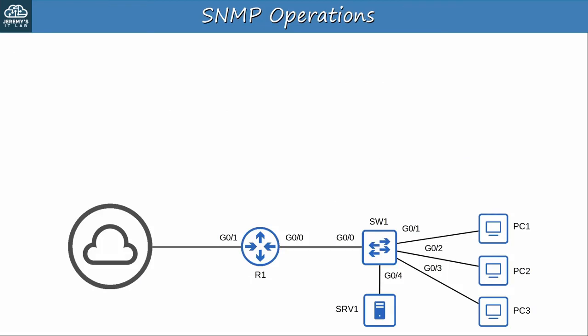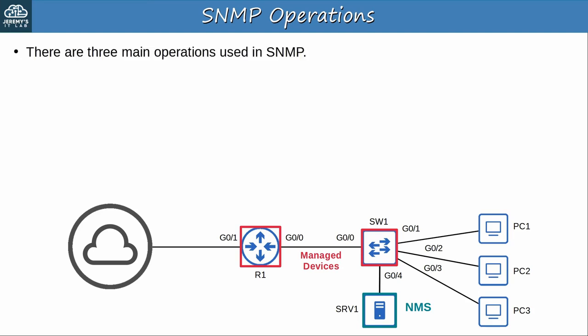Let's look more at how SNMP works. In this network, server 1 is the NMS, Network Management Station or System. We're using SNMP to manage R1 and Switch 1, so they are the managed devices. There are 3 main operations used in SNMP, 3 main ways SNMP can be used to help manage a network.